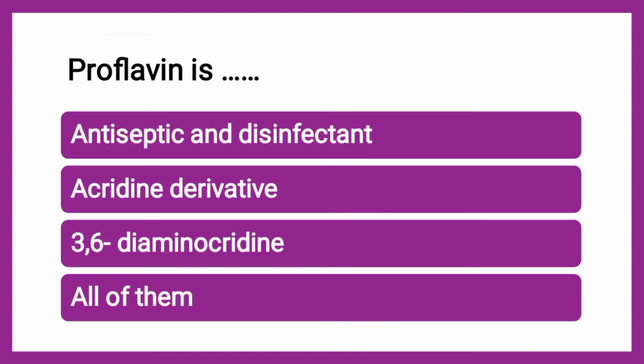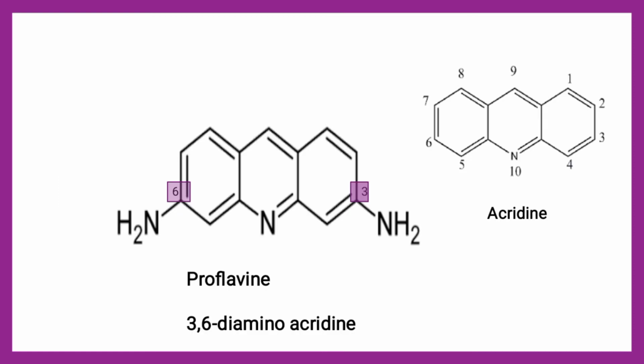Next question is, proflavin is dash. Whether it's an antiseptic disinfectant, whether it's an acridine derivative, whether it's a 3,6-diaminoacridine, or all of them? The correct answer is it is all of them. Proflavin belongs to the antiseptic disinfectant class also. It is an acridine derivative also, and it is 3,6-diaminoacridine chemically. Now how is it? We will see it with the diagram.